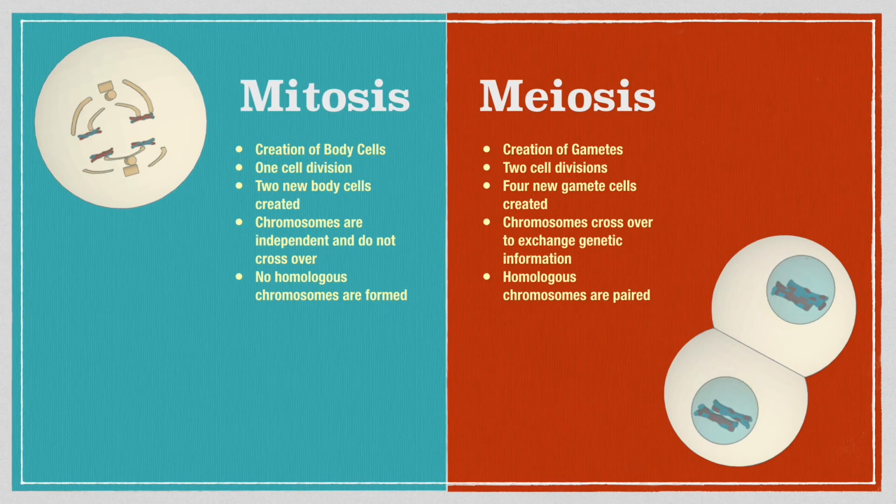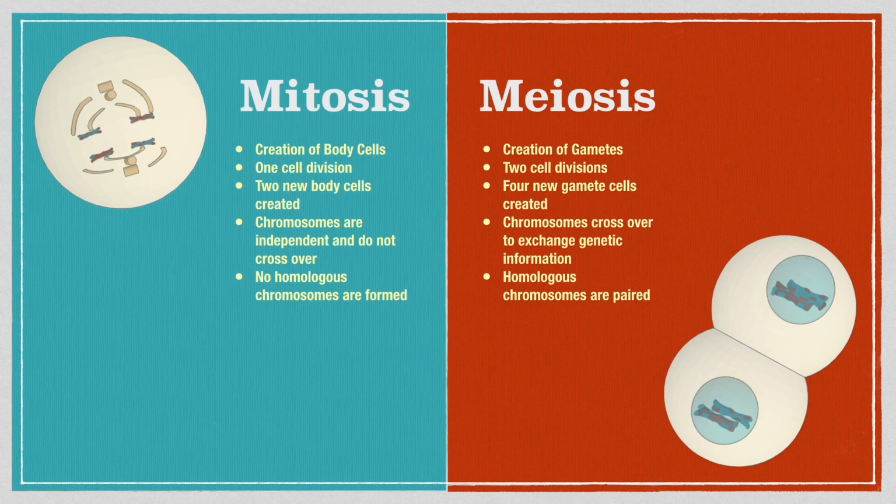To recap, here are some differences between mitosis and meiosis. Mitosis is the creation of body cells, whereas meiosis is the creation of gametes, sperm and egg cells. Mitosis goes through only 1 cell division, whereas meiosis goes through 2 cell divisions. Mitosis ends with 2 new body cells, whereas in meiosis, 4 new gamete cells are created.